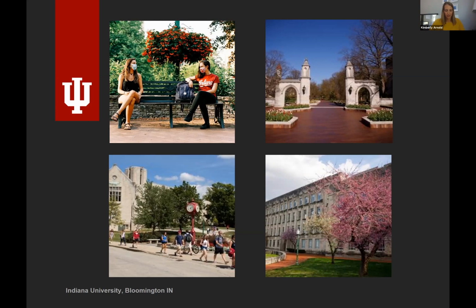And we just celebrated the 200-year anniversary of IU this past year. When it's a normal year and the students come back, I think students make up like 40% of the town. So it is a college town with all the great things that go along with that.